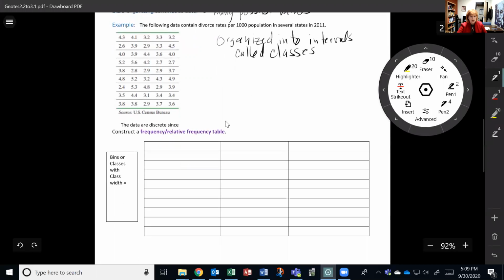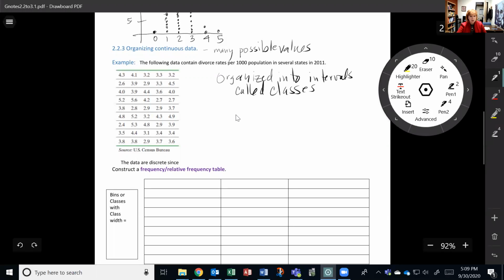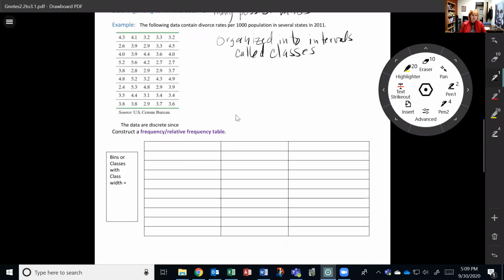Okay, so here it's going to be a frequency table. It's not always called a frequency table, but it pretty much is. But instead of having an actual value here, I have divorce rates per 1,000 in the year 2011. I'm still going to have my divorce rate here, and we're going to have 45 total in my frequency. And then my relative frequency I'm going to have here.